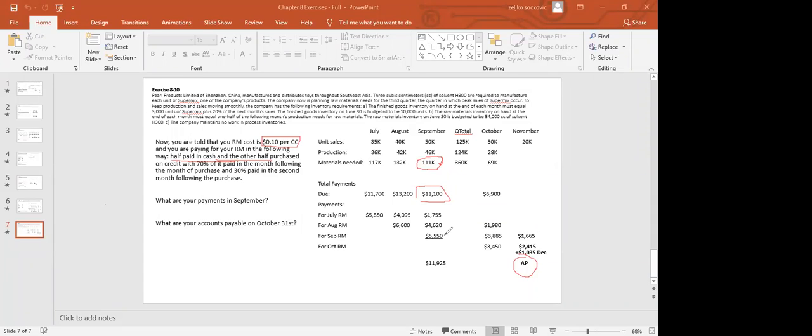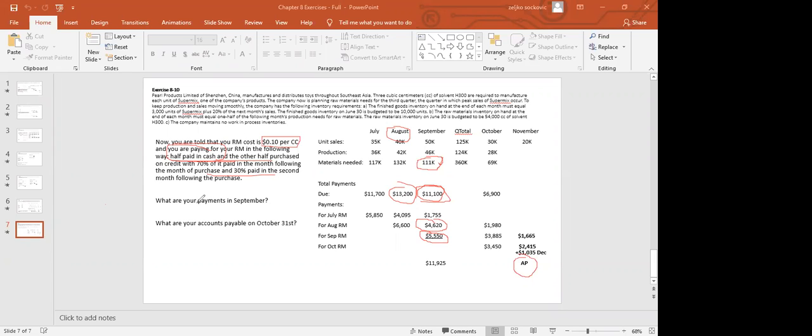Well, for September you will pay what, 70%? No, I'm sorry, half of it will be paid in cash. So you will pay half of this amount in September. That's cash. That's 5,500, right? And then 30% in the month following the month of purchase, meaning 30% will come from the August amount, which is 13,200. So 30% will be 4,620 will be paid in September, right?